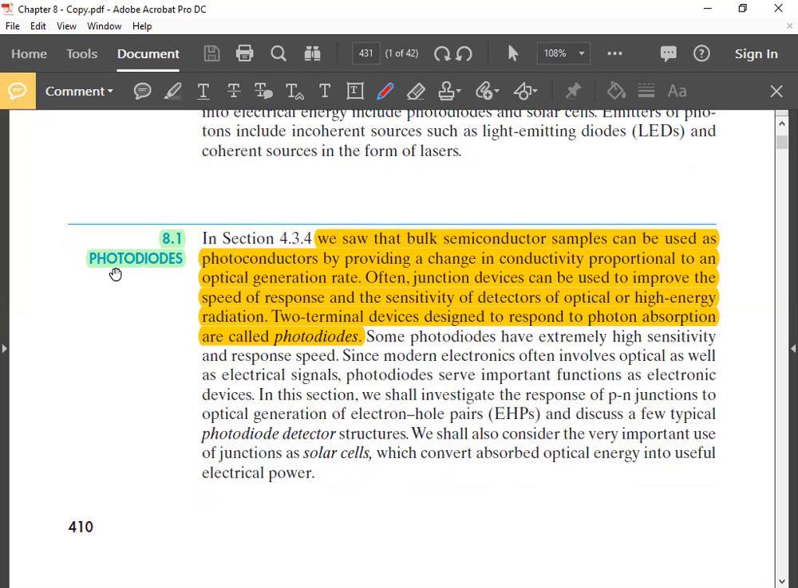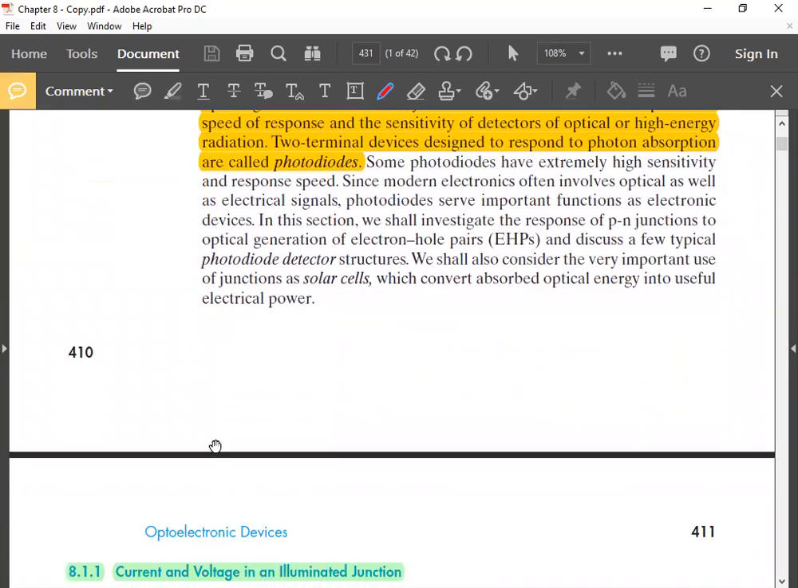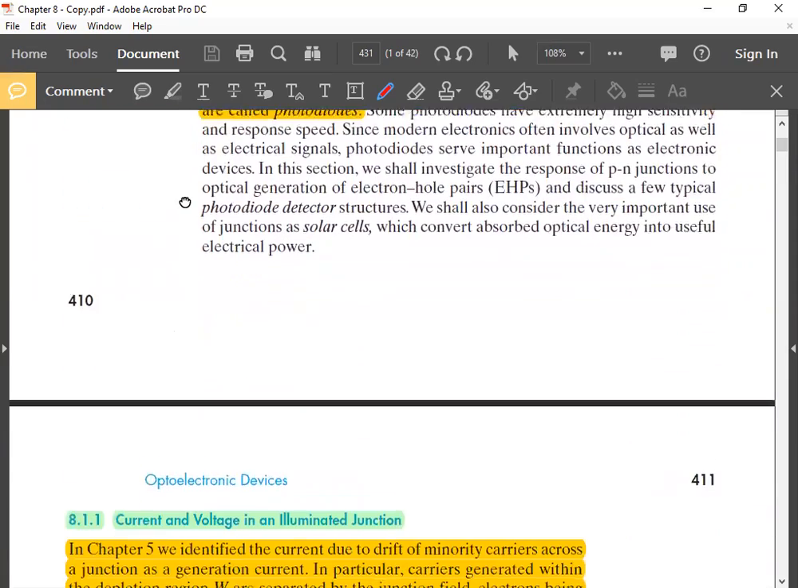So photodiode is actually a general term. There are different applications of photodiodes. This is a general term. We will see about those different applications in the following chapter, in the following article.